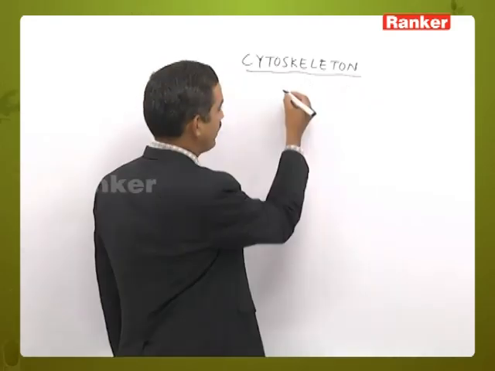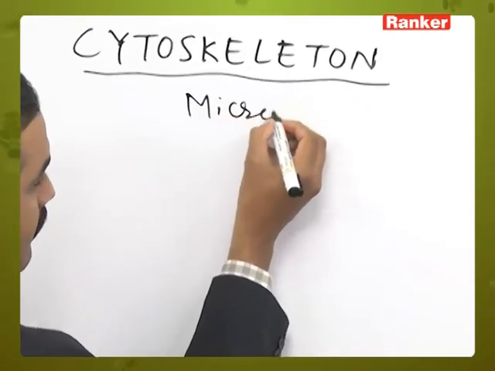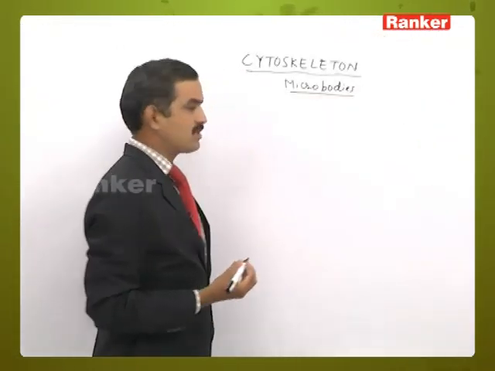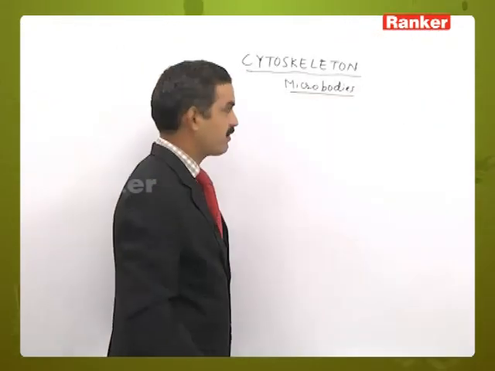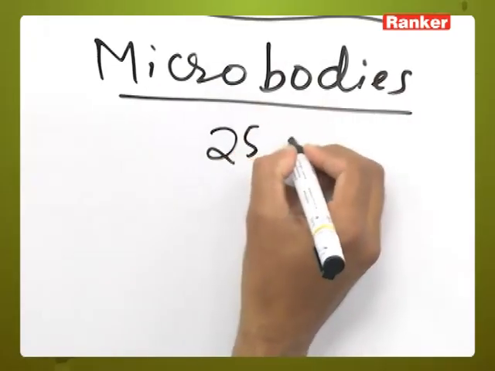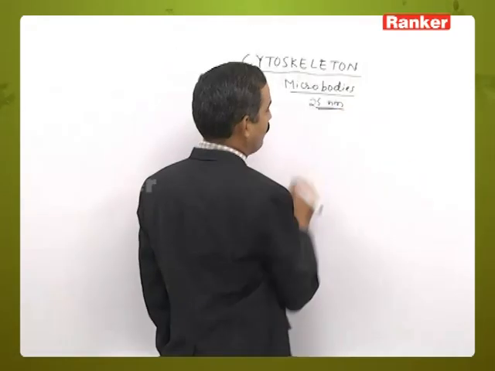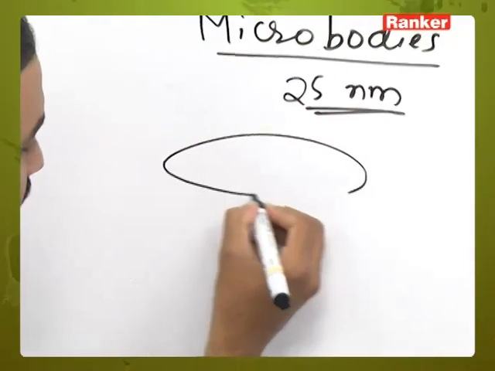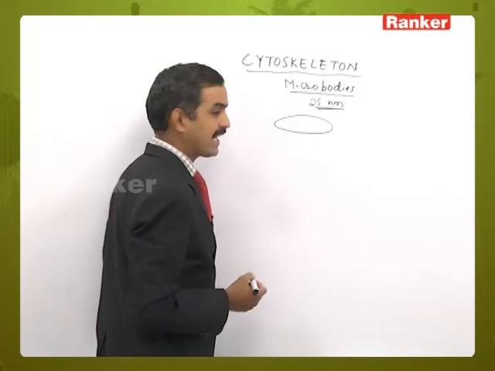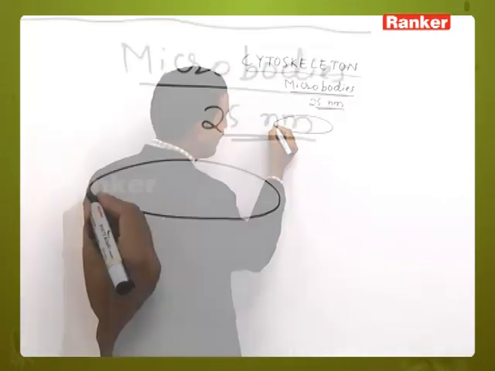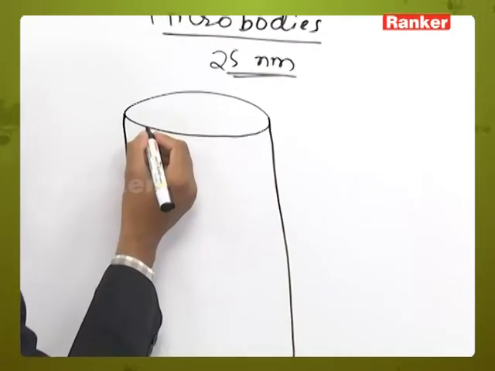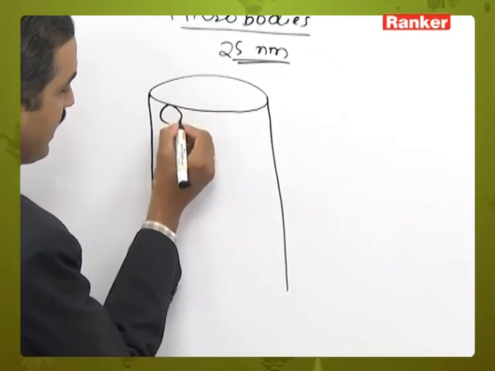The microtubules. Microtubules are elongated structures with a thickness of 25 nanometers, where we can see the minus end and also the plus end, in which we can see 13 protofilaments arranged in a specific pattern of arrangement. Like this they are arranged.